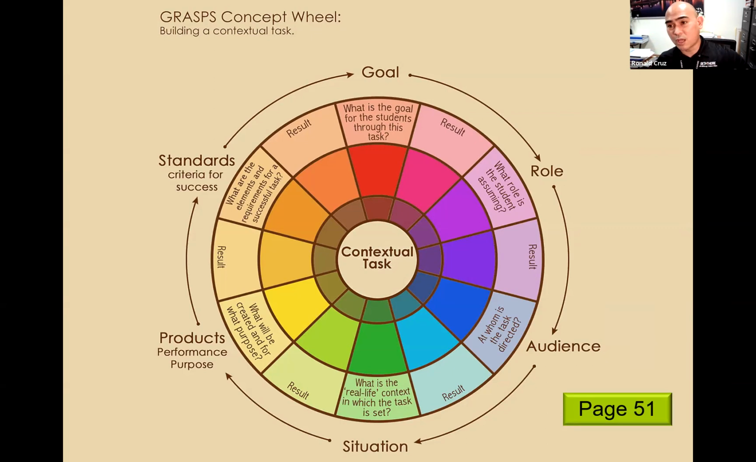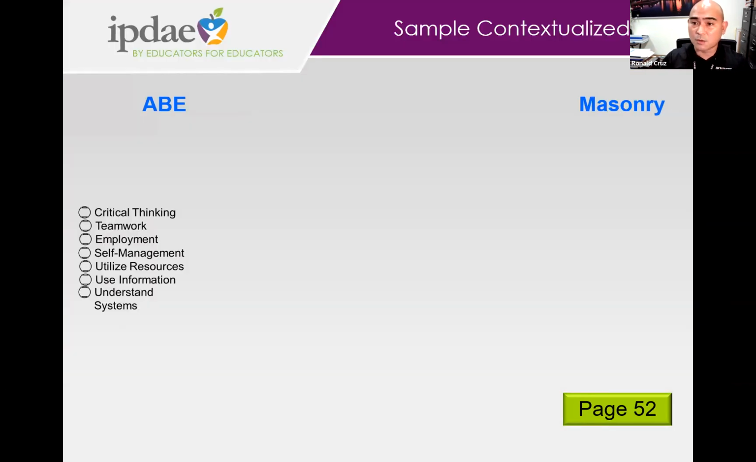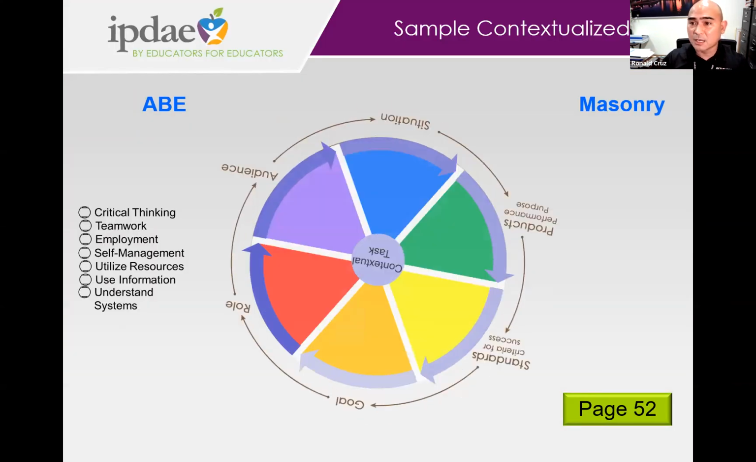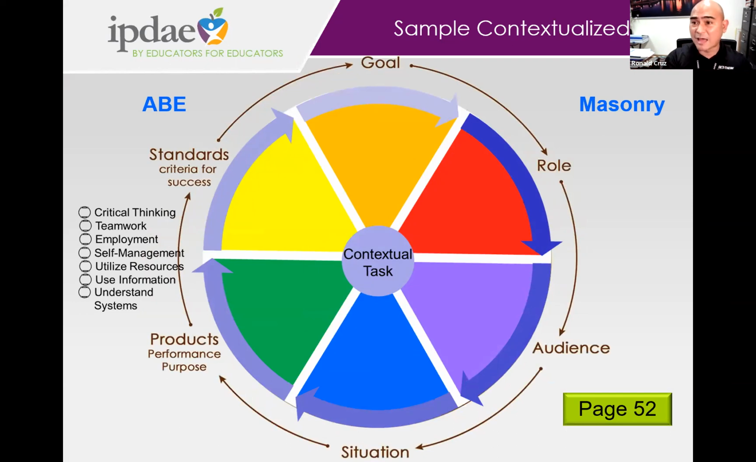And then the last letter would be your standard, meaning what are you looking for? What are you going to be critiquing? What are your expectations in the level of quality of production that your students will be making? So these are the six components. In your workbook, I've created a template that you can simply fill out with the six components of GRASPS to have all the components of your activity.